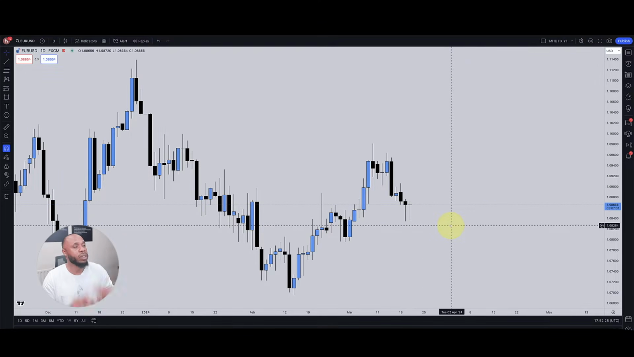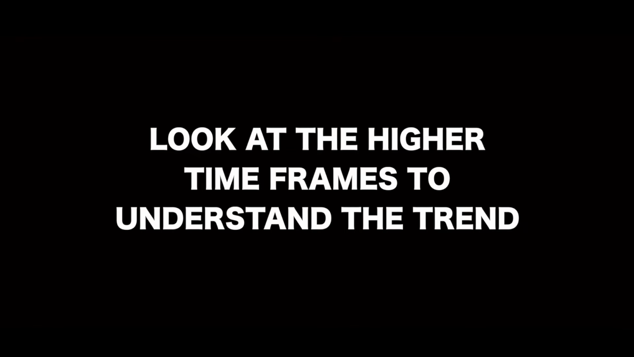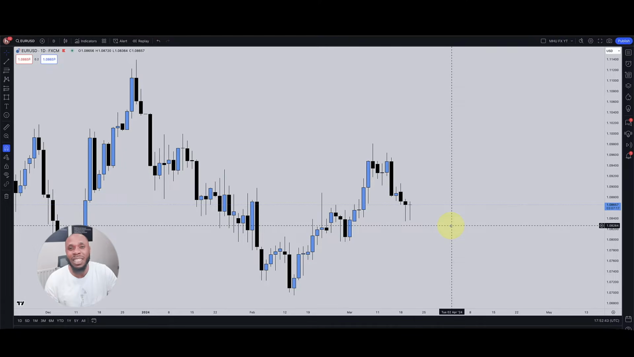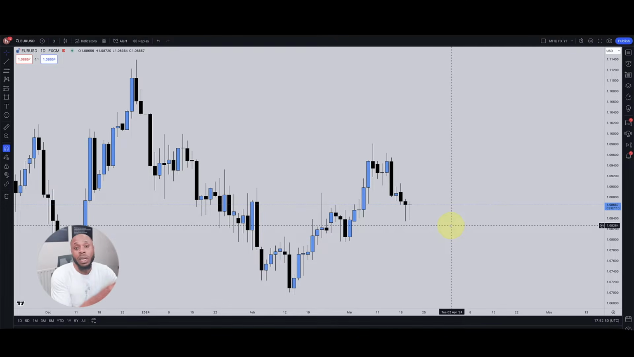When it comes to swing trading, the very first thing you do is look at the higher time frames to understand the trend. I know some people say the 4-hour time frame is the higher time frame. No, it's not. I don't know where you got that from. The daily and up is the higher time frame. So am I going to look at the weekly, the monthly, the daily? Which one? I personally like to use the daily time frame for my direction, and so this is what we're going to be doing now.